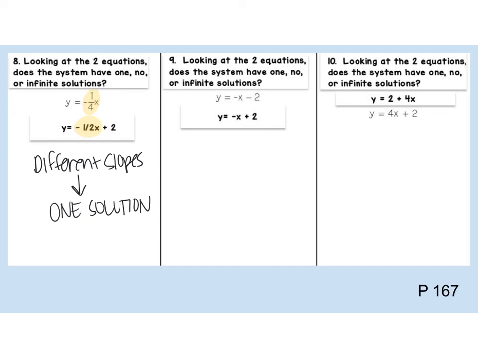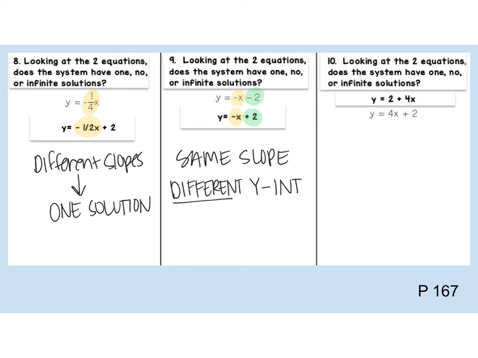For number 9, I check my slopes, and they have the same slope. And that means that our graph is going to be increasing or decreasing at the same rate. Now we need to check the y-intercept. And I have -2 and +2. So since they don't have the same y-intercept, then that means it's actually going to have no solution. Because when I go to graph it, they're going to be at different starting points, but then they're going to have the exact same rate of increase or decrease. So there's always going to be space between them.